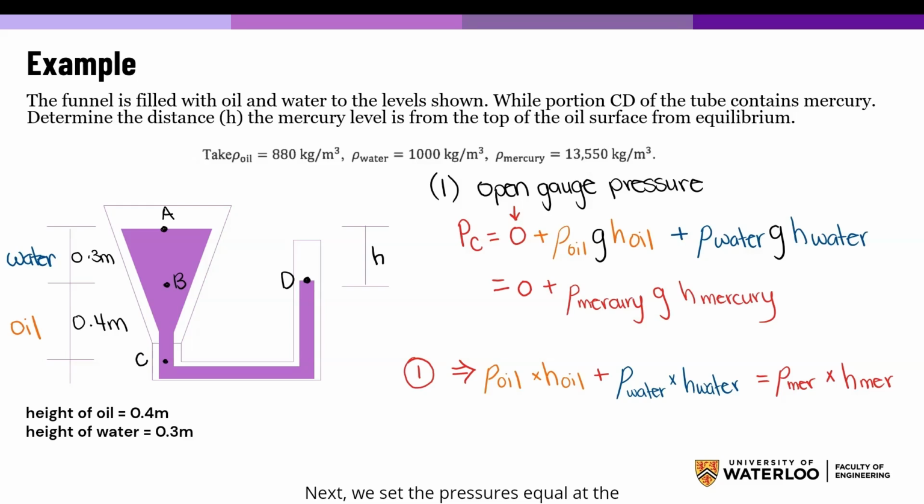Next, we set the pressures equal at the same level, so C has to equal D. Since points C and D are on the same horizontal line in the fluid, we have the equation of density of oil times gravity times the height of oil plus the density of water times gravity times the height of water is equal to the density of mercury times gravity times the height of mercury. We cancel out g from both sides, and we're left with equation 1.